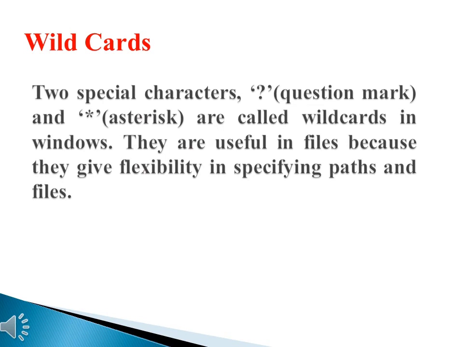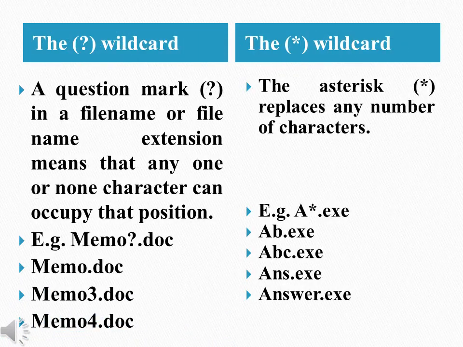Next is the wildcard character. Now there are two special characters, the question mark and the asterisk or star, which are called wildcard characters in a window. They are useful in files because they give flexibility in specifying paths and files while searching for a file and folder. Now how exactly will the question mark and asterisk wildcards be used?